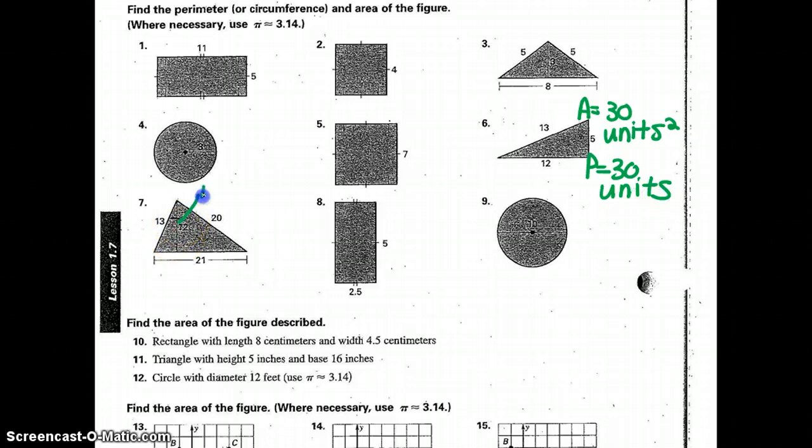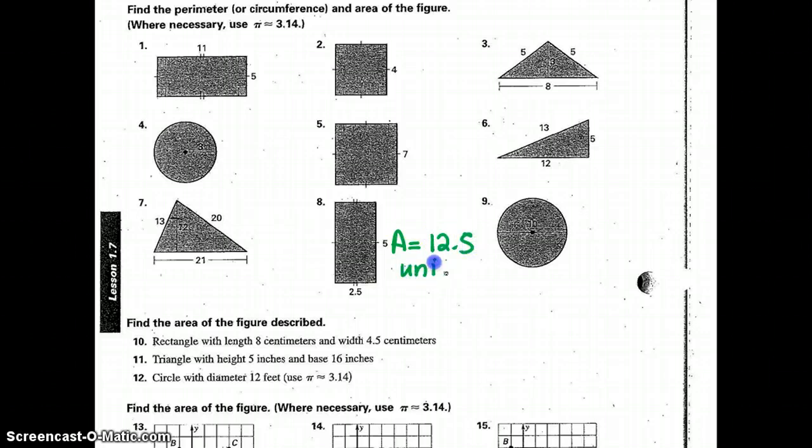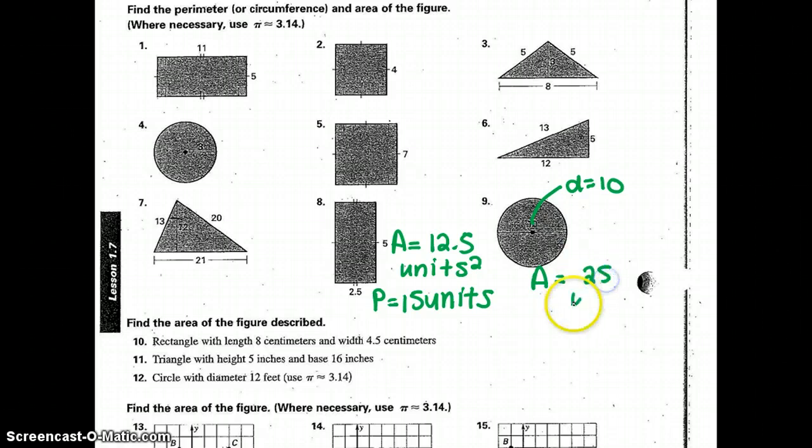Number 7, if you could not see, that number right there is a 12. Your area is 126 units squared. Your perimeter is 54 units. Number 8, your area is 12.5 units squared, and your perimeter is 15 units. Here, the diameter is labeled as 10. Your area is 25 units squared, and your perimeter is 10 pi units.